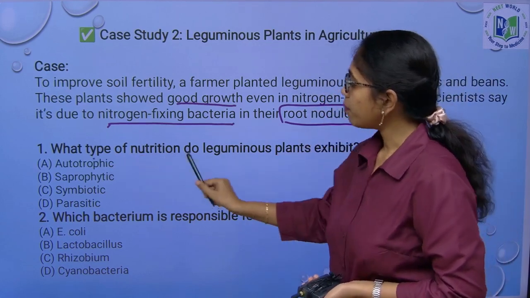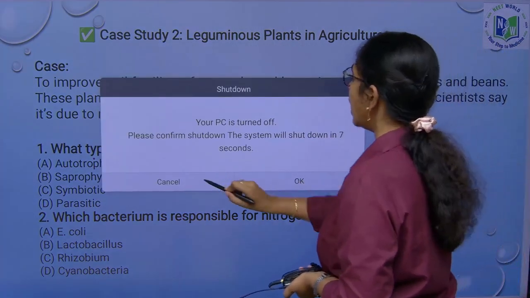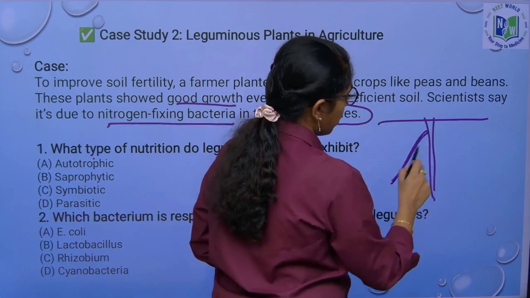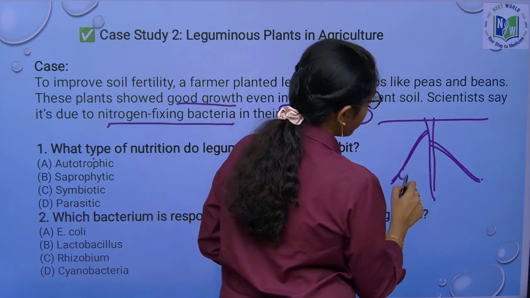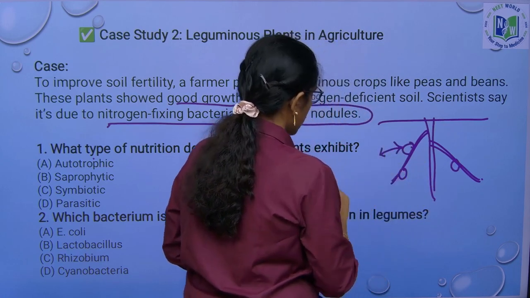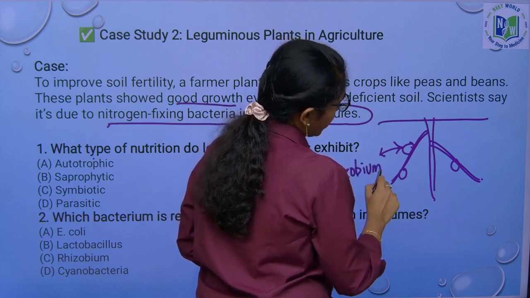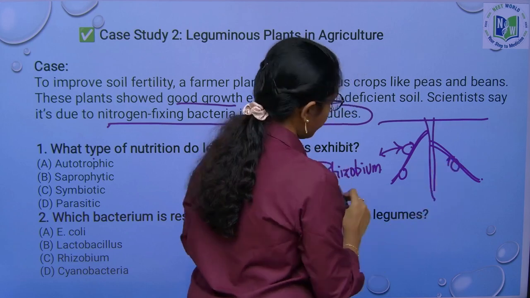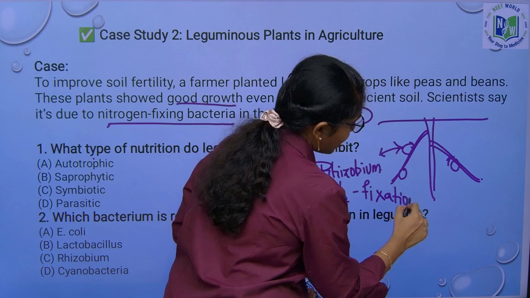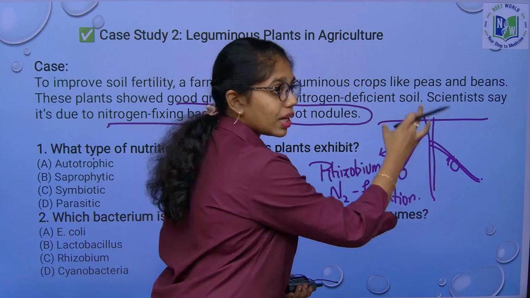So what type of nutrition do leguminous plants exhibit? First I'd like to say this: in the roots of Fabaceae members, or bean members, the nodules are associated like this. Why are these nodules formed? Because of the association of Rhizobium. Rhizobium associating with the roots will help in nitrogen fixation. So this is a symbiotic association between the Rhizobium bacteria and the leguminous roots.